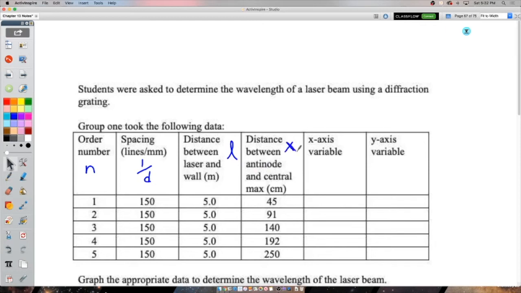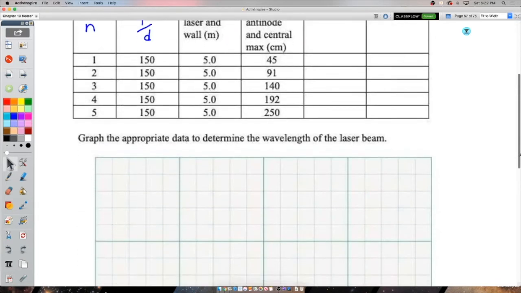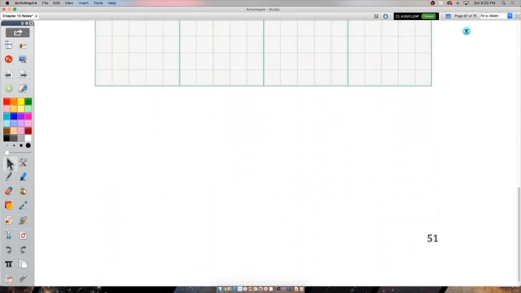Then we need to figure out what's going to go on our x-axis and what's going to go on our y-axis if we're going to graphically determine the wavelength. Whenever we're doing graphical analysis, my tip is to think in terms of the equation, not necessarily in terms of the data you have. So let's start with the equation. We're trying to figure out how to get this in terms of variables we have data for in a way that's meaningful for graphical analysis.